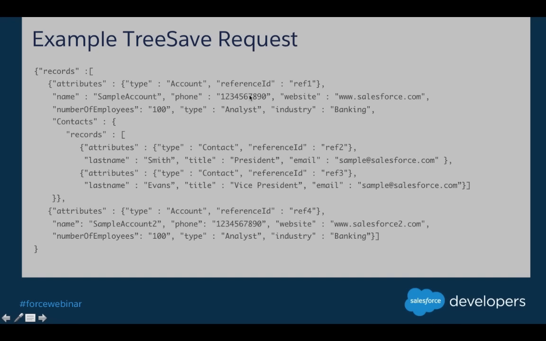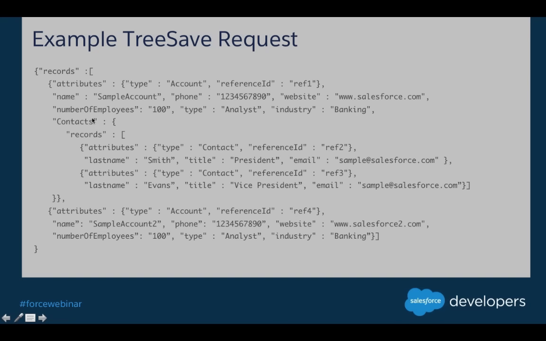You then have the rest of the JSON object of all of the fields you want to set. And additionally, you can then have a set of sub-records. So in this case, contacts. So the contacts on the account that we want to create. Here we have another array of all these contacts. You'll see ref2 and ref3 are specific to different records. And then you can have another top-level object account using ref4.